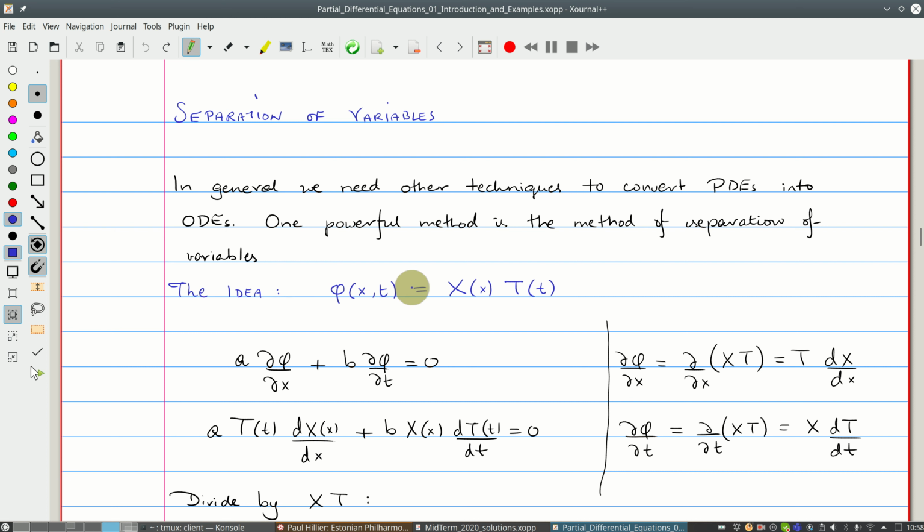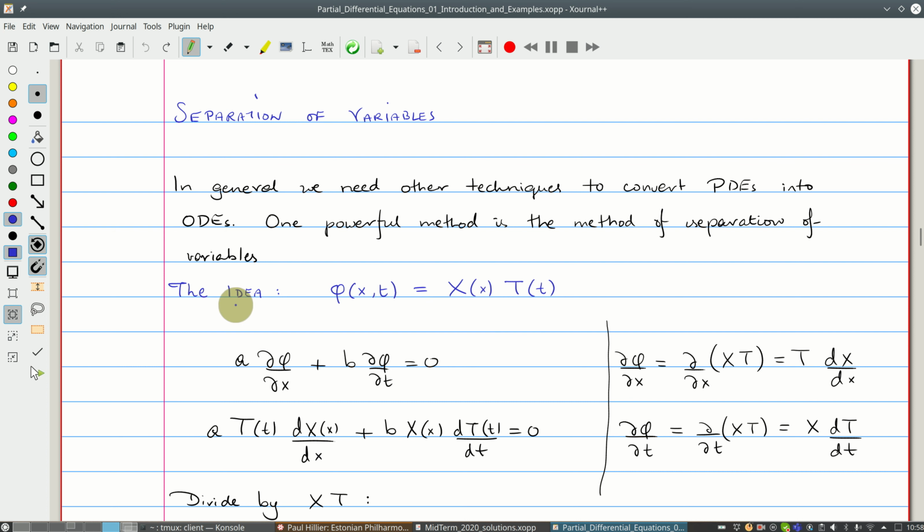And the idea here is quite simple. If our solution is a function of x and t, let's make an ansatz that it's some function of x times some function of t. Now you might say, surely this is too restrictive, and you're right, it is. But under certain conditions, what we will find is that even if we can't represent a function exactly as a single function of x times a single function of t, we will be able to represent it as a sum of such products of x and t. But for now, let's accept this and see what happens.